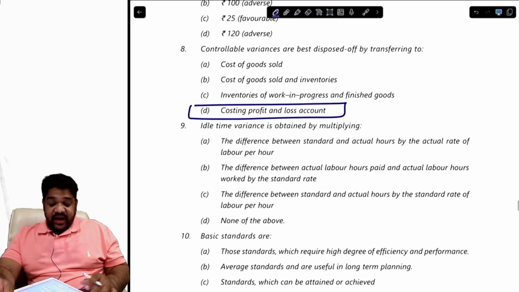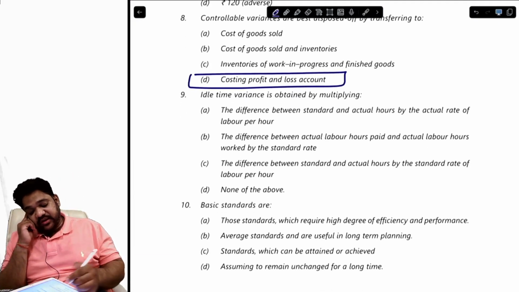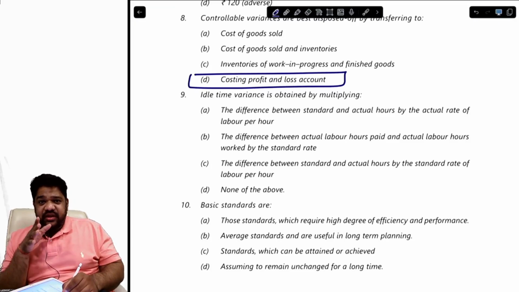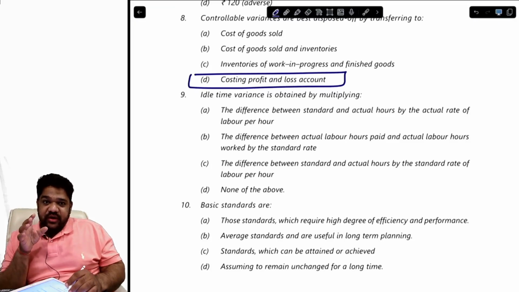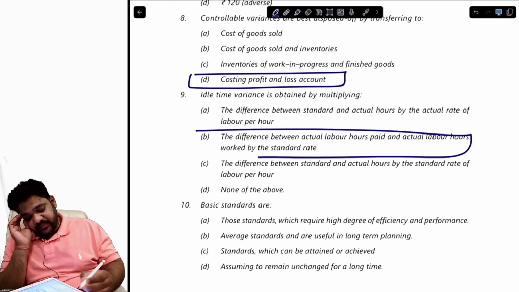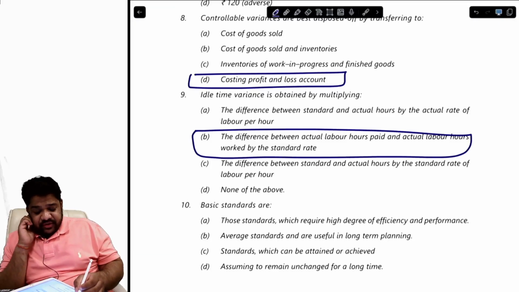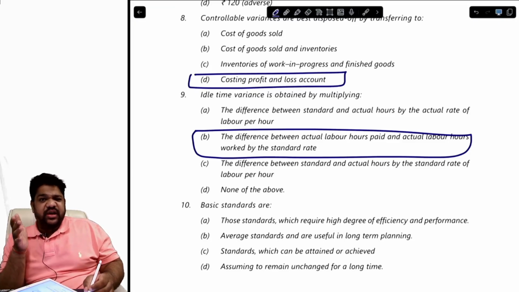Okay. Idle time variance. This is under labor. Idle time variance is obtained by multiplying the difference between the standard and actual hours by actual rate. No, this is your labor rate variance. Difference between the actual hours paid and the actual hours worked by the standard rate. Correct. So you paid for 100 hours, but you got work only for 90 hours. The rest of the 10 hours are abnormal idle time. This fits correct. Let's see the third one. Difference between the standard and actual hours multiplied by this is your labor efficiency variance or time variance. So no.